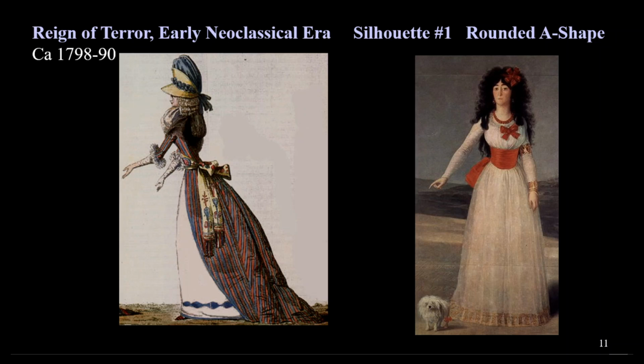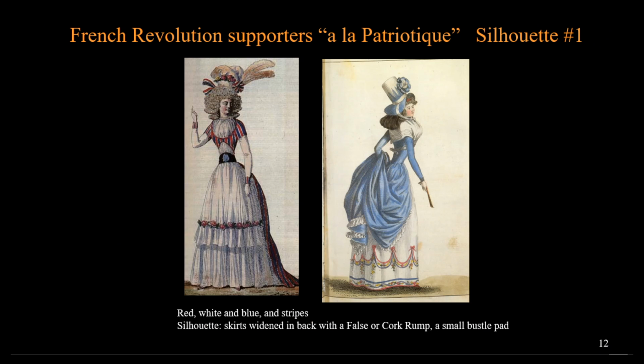Women's fashions immediately lose their understructures and paniers, deflating to round and A shapes. We can see the hem is wider than the waist or the shoulders. The rounded shapes are supported by a pad that was worn in back called a cork rump or a false rump. This is worn under the skirt.